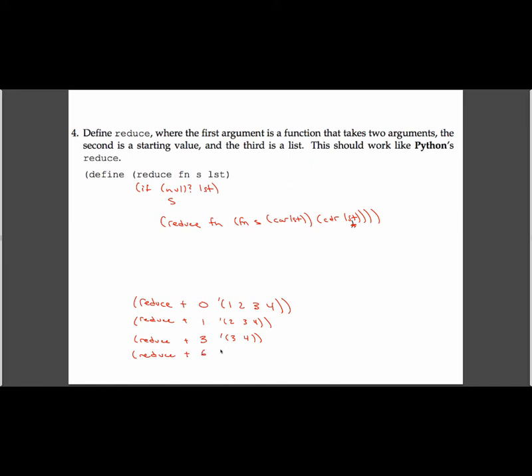We're going to get 6 here, and then finally we'll just be looking at 4 until we can reduce down to 10. And once we have an empty list, we're going to return whatever S is. In this case, S is 10, and so it's going to go all the way back up.